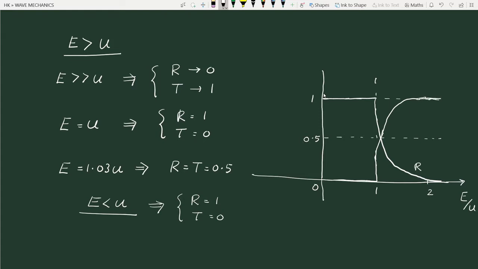It's almost equal to 1. So this position, where R is equal to T, this is the graph of transmission probability. When R is equal to T, the value of E by U is equal to 1.03. Okay, at this position, transmission probability and reflection probability are equal, which is 0.5. So this is the combined plot of reflection probability and transmission probability for step potentials.